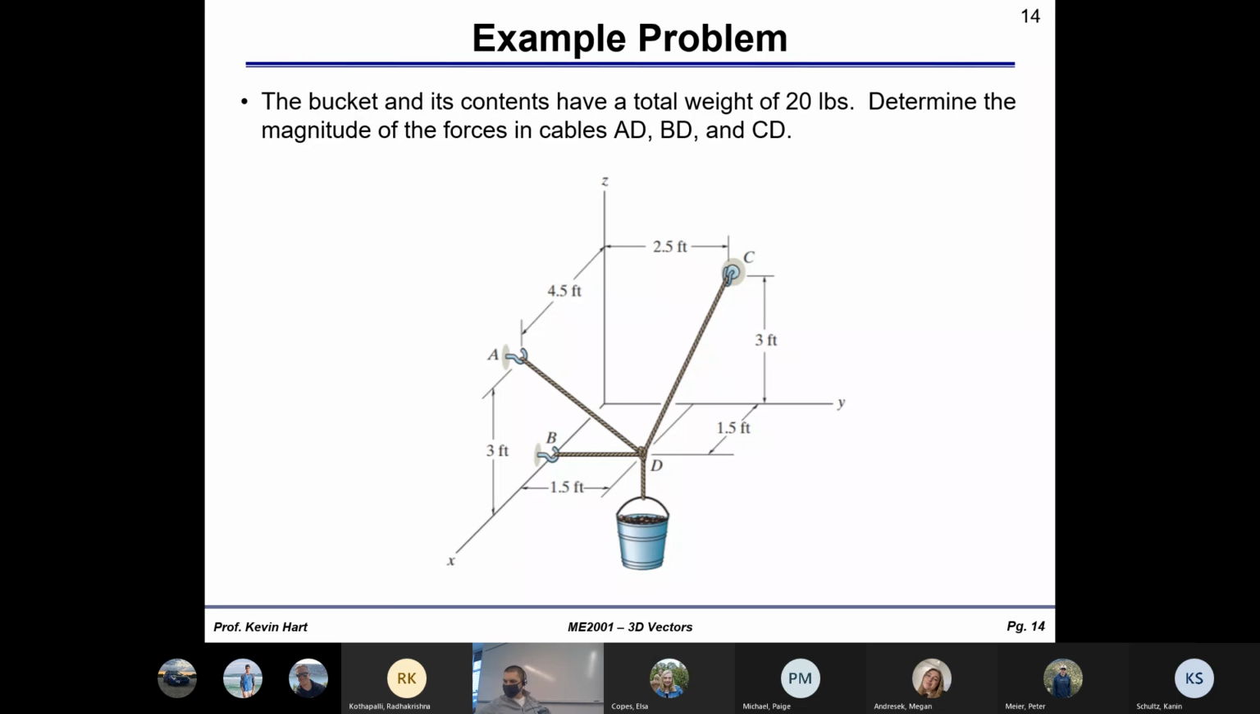We've got this bucket here, total weight of 20 pounds. We want to determine the magnitude of the forces in these particular cables. This is looking a lot like the previous problem. And I want to see how well you guys can do it on your own, executing as the class. So first things first here, let's make a free body diagram about point D and do our best to draw those forces. And I'll come back in maybe 3 or so minutes and we'll see how you did.